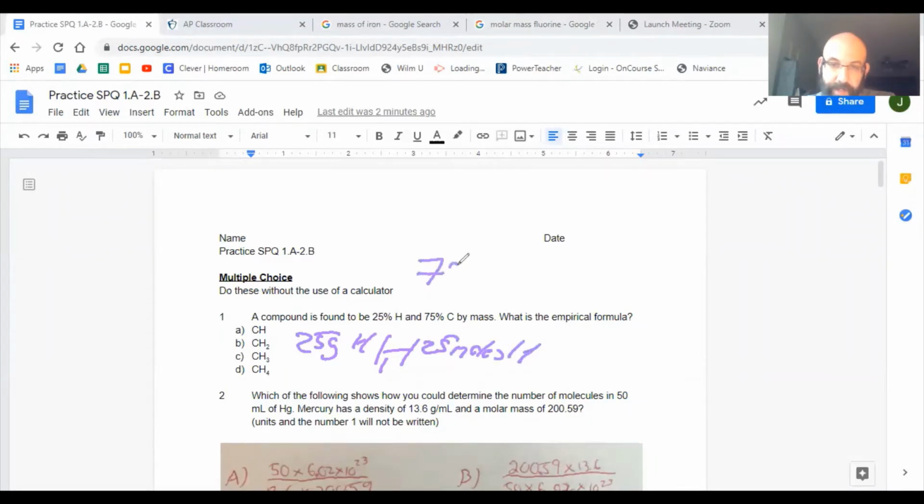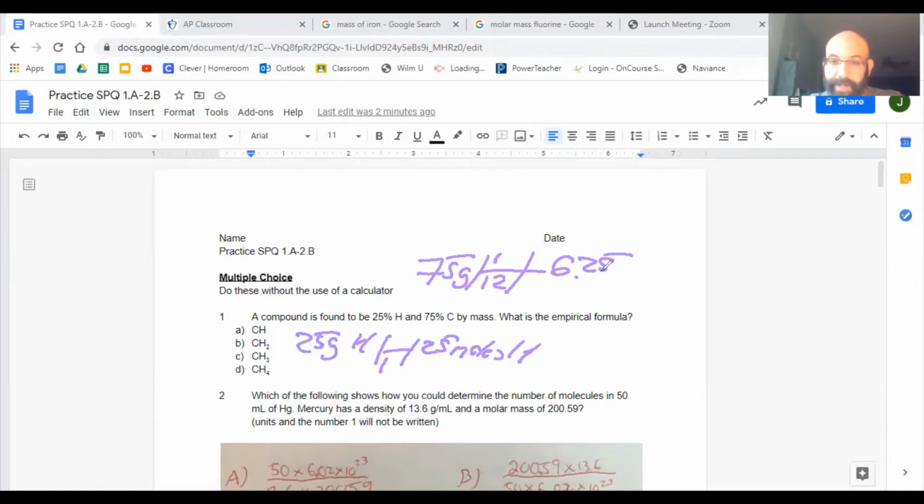All right, carbon, 75 grams. Carbon has a mass of 12. 75 divided by 12, right? Well, 6 times 12 is 72, so it's going to be something around there. And going a little bit further, we have 3 left over. So 3 of 12 is a quarter, so 6 and a quarter. Right, so a little mental math there.